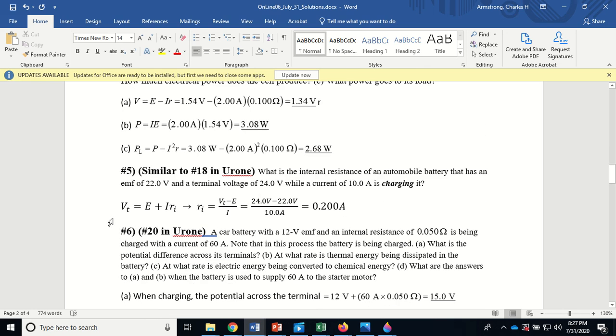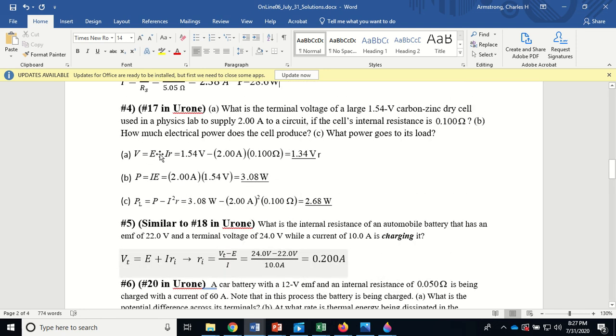Now in this case, this is charging an automobile battery. So instead of taking energy out, we are putting energy in. That means the current is going in the opposite direction. So where we had the minus sign before, now we've got the plus sign.